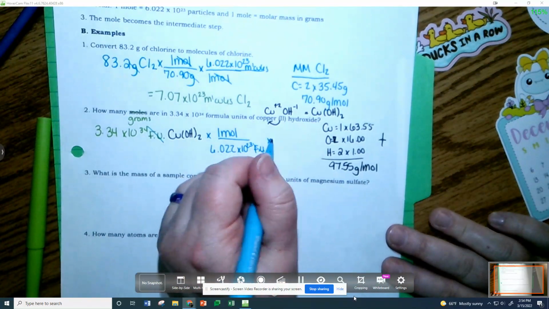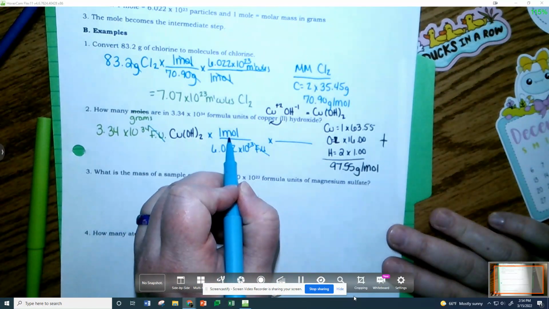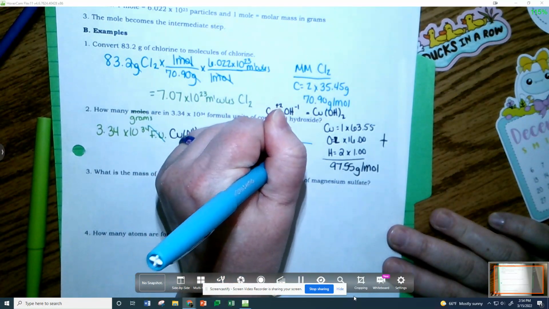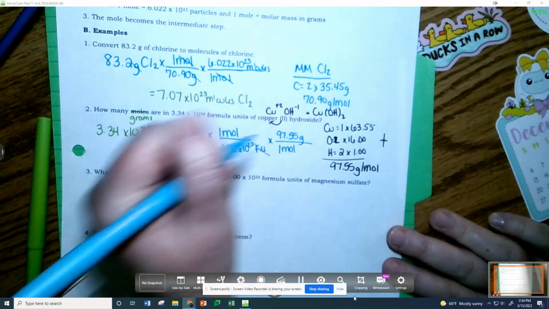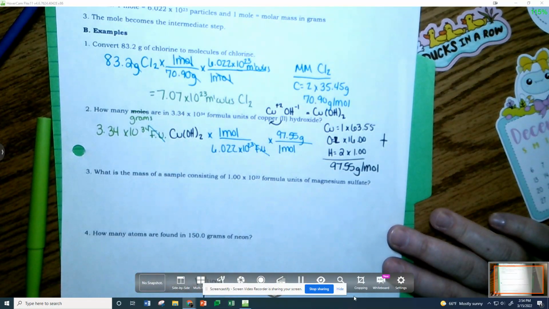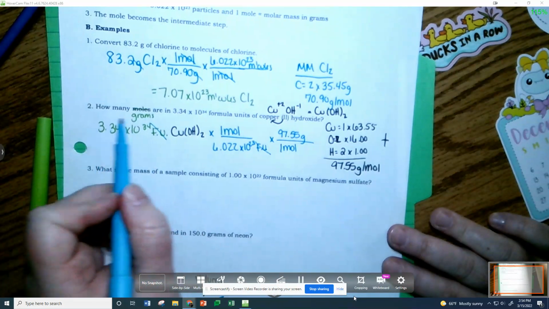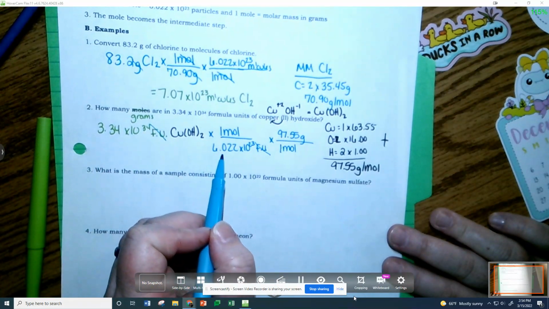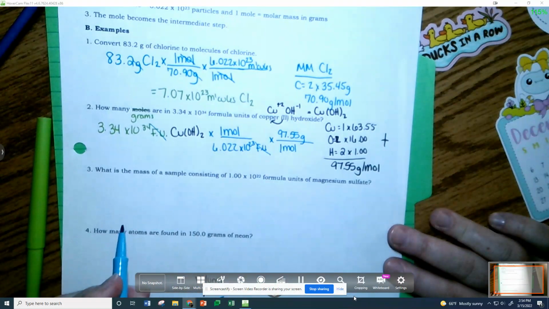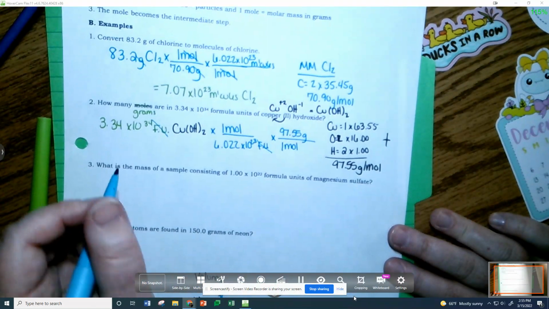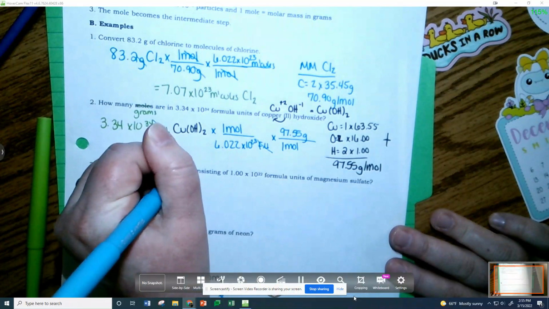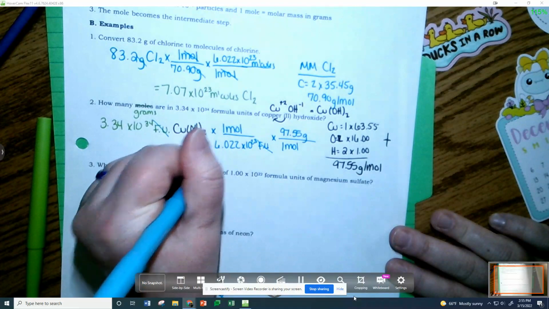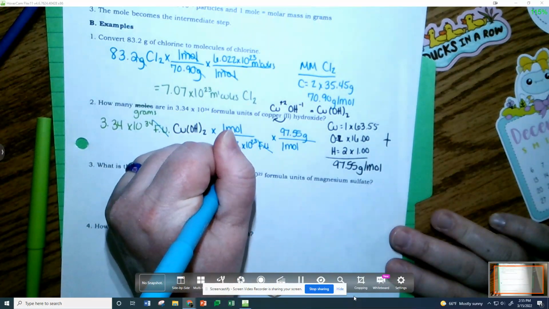Looking at what I have for my conversion factors, I have mole here, therefore 1 mole will be my denominator, and 97.55 is my numerator. Again, how I would type this in is I would take this value, my given, divide by Avogadro's constant, hit enter, multiply by 97.55. With 3 sig figs, I got an answer of 5.41 times 10 to the 12th grams of copper hydroxide.